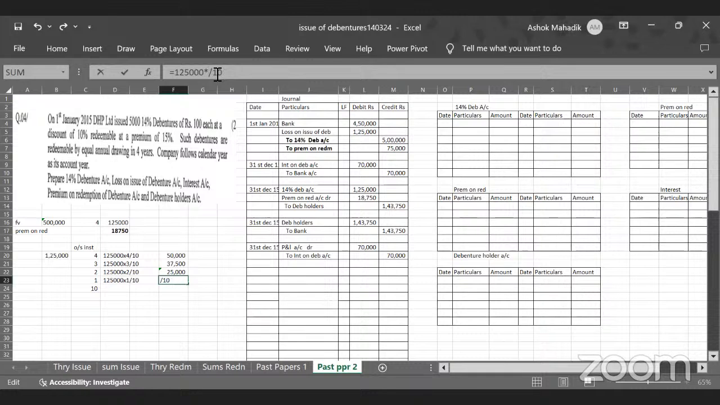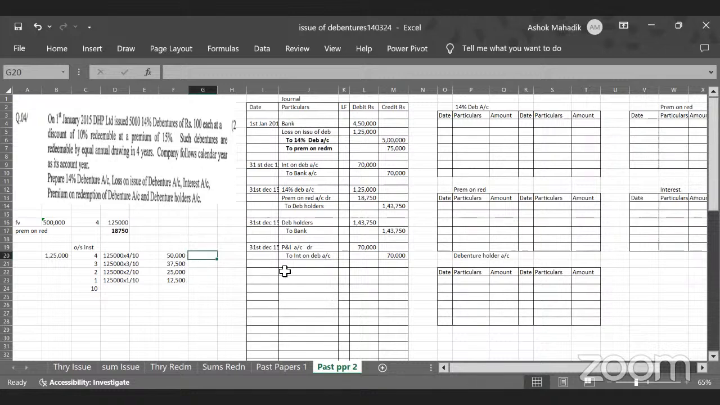If you are redeeming them in 5 installments, the ratio will be 5, 4, 3, 2, 1. So the total is 15 in that case. So 5 by 15, then 4 by 15, likewise. Clear? So every year we have to write off the amount.